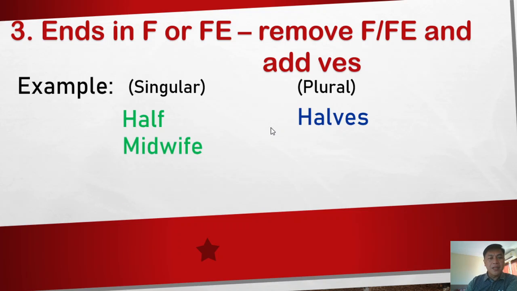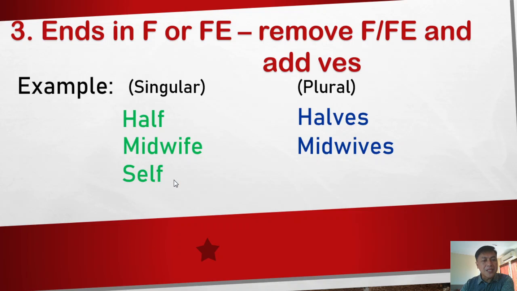Next example is midwife. The word ends with fe. Ends in f or fe, so what are we going to do? We are going to remove the fe and add ves. So that becomes midwives. Midwife, midwives.